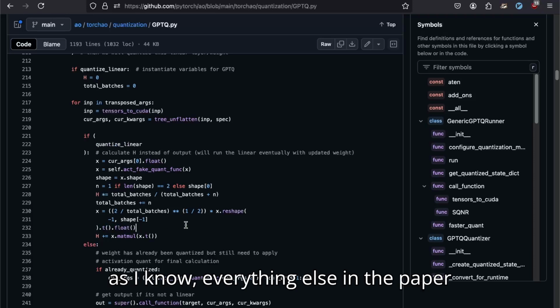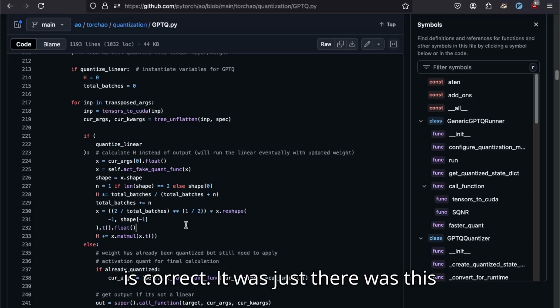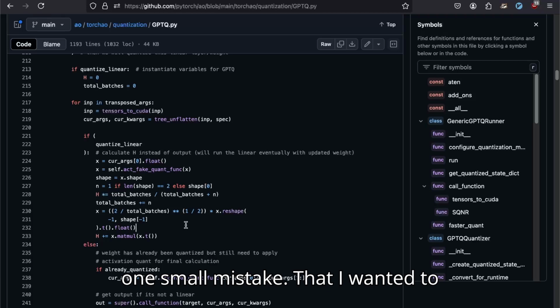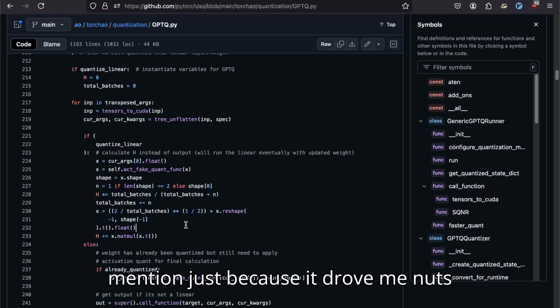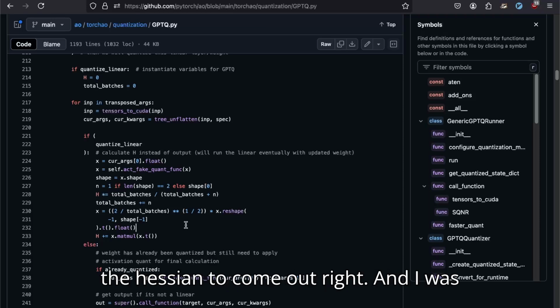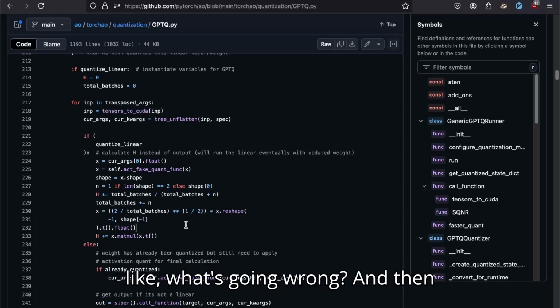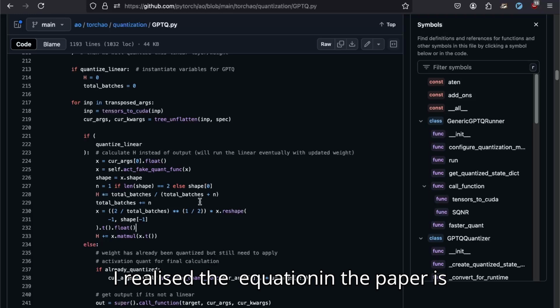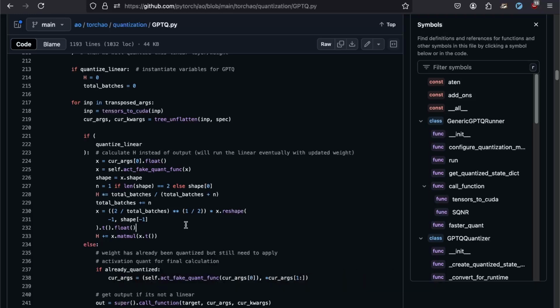As far as I know, everything else in the paper is correct. It was just this one small mistake that I wanted to mention because it drove me nuts when I was originally going through the maths of this. I couldn't get the Hessian to come out right, and I was like, what's going wrong? And then I realized the equation in the paper is just wrong, so I thought I'd highlight it.